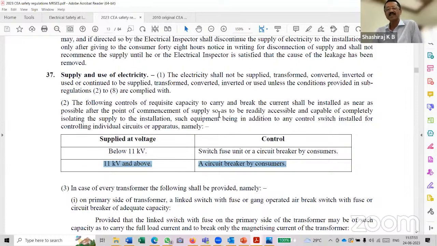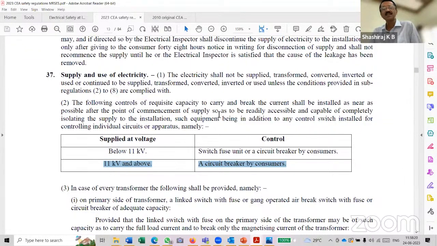Earlier, as you rightly said, there was a distinction between voltage class and the connected load. And load also was a criterion before fixing the requirement of a breaker. But they have done away with that, and your other question was whether it is applicable to DISCOMs.